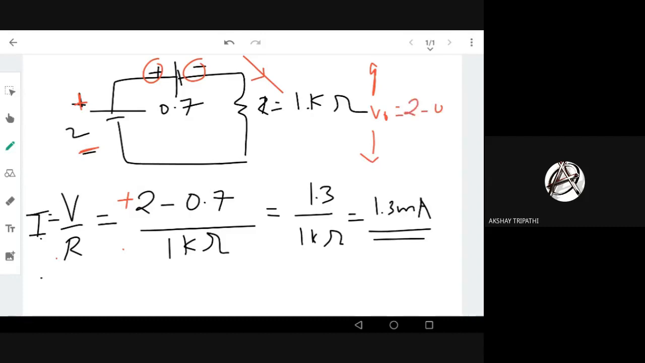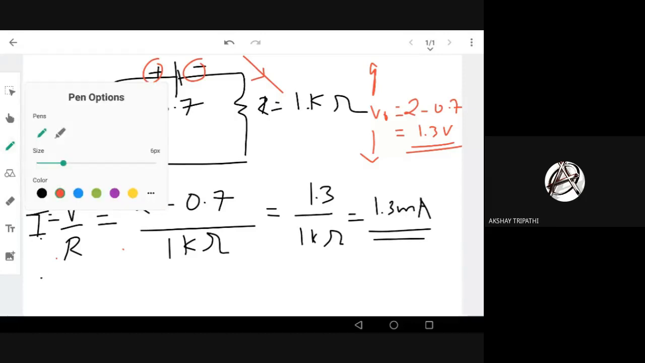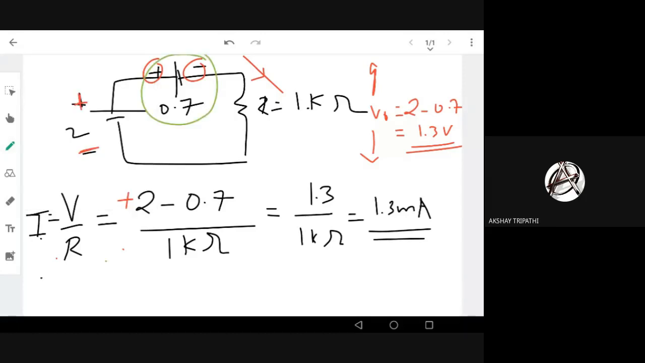2 minus 0.7, right? That is nothing but 1.3 volt. Okay, so this happens in the real case. But you may ask one question: now I am replacing the diode with a 0.7 volt, but is it accurate? The answer is no. This is not accurate, right? If you want more precise, you have to do something better. Let's see a bit more about that.